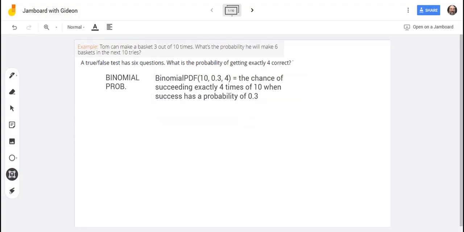So this other problem, a true-false test, 6 questions. What's the probability of getting exactly 4 correct? Oh, right? It's pretty simple. It has to be binomial PDF. Well, we have 6 items. The chance of getting a true-false correct is 1/2, so we put in 0.5. By the way, you could put 1/2 the fraction in if you wanted to. Calculator can handle it. And 4 is the exact number that we want to compute. And we hit that on the calculator and boom, out comes the answer.